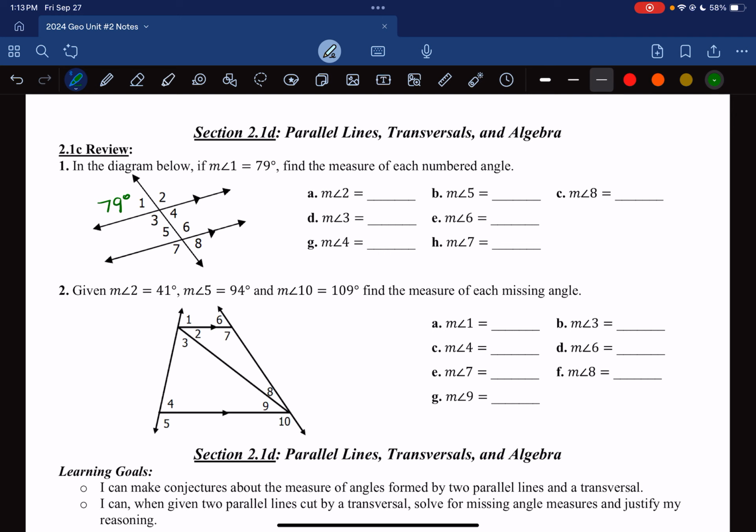And then we know that angles 1 and 8 are alternate interior angles, so they're congruent. Angles 1 and 4 are vertical angles, so they're congruent. And angles 1 and 5 are corresponding angles, so they're congruent. So angles 4, 5, and 8 are all 79 degrees.